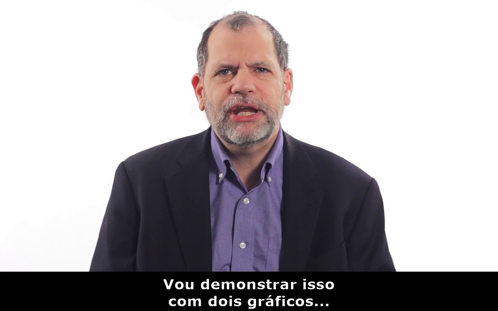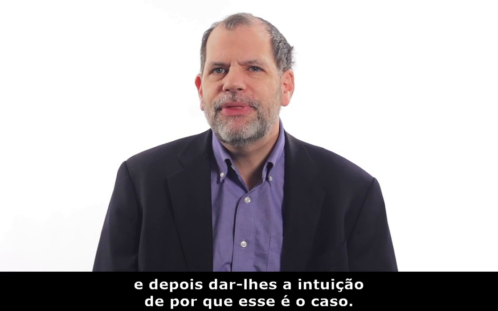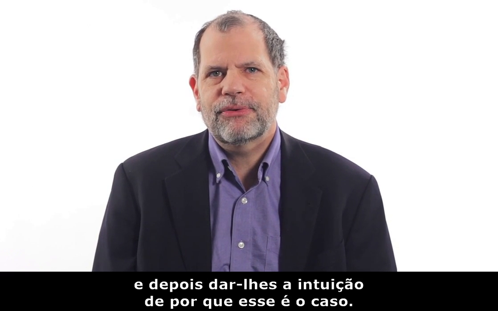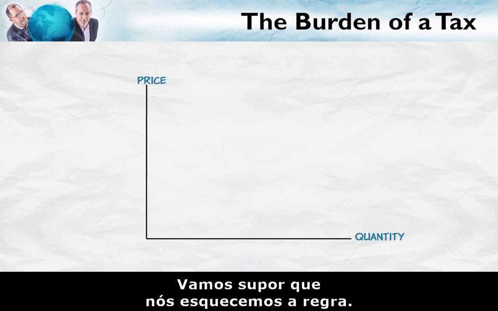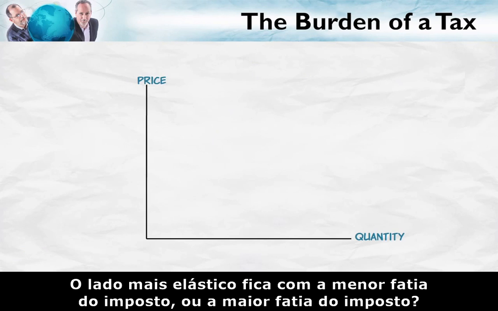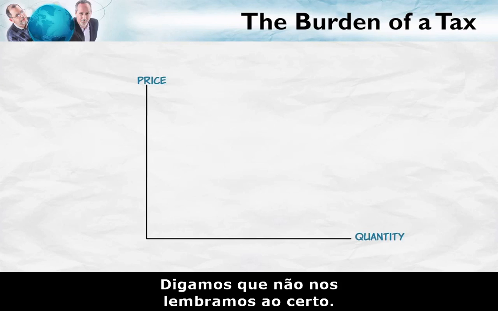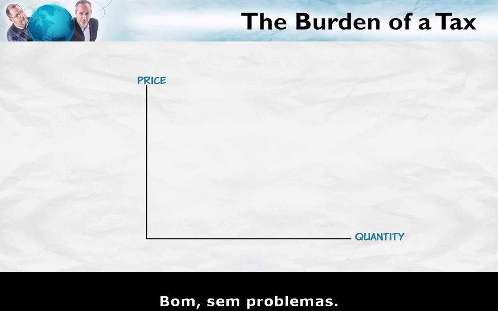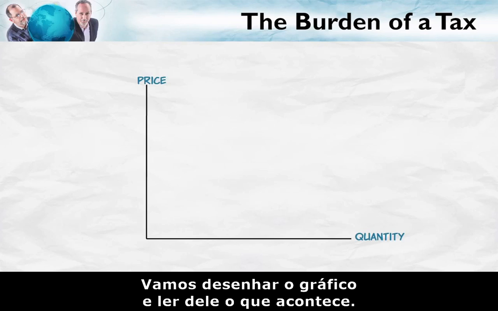I'm going to show you this in a couple of diagrams and then give you the intuition for why it's the case. Let's suppose we can't remember the rule. Is it the more elastic side which bears the smaller share of the tax or the greater share of the tax? Say we can't quite remember. Well, no problem. Let's just draw the diagram and read it off as it happens.